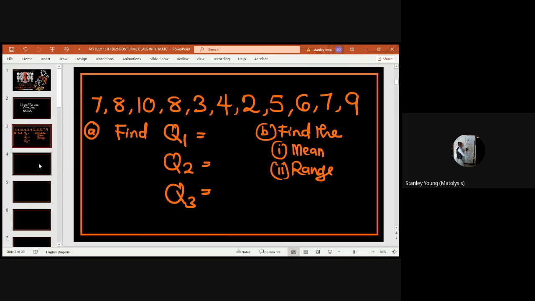So I have 7, 8, 10, 8, 3, 4 in that respect. The question wants you to find the first quartile, second quartile, and third quartile. And also wants you to find the mean and the range of the values. I want you to quickly arrange these in order, while I add somebody that is waiting on the call.